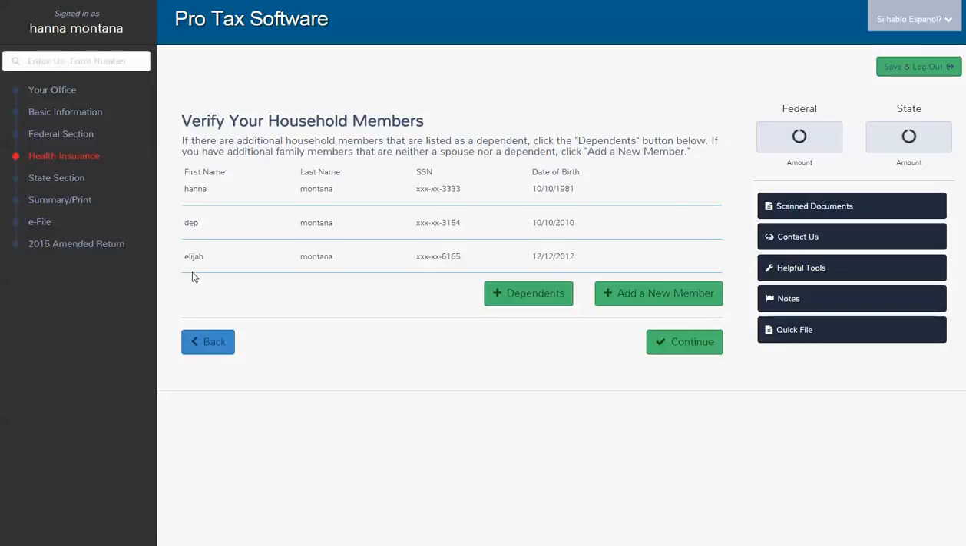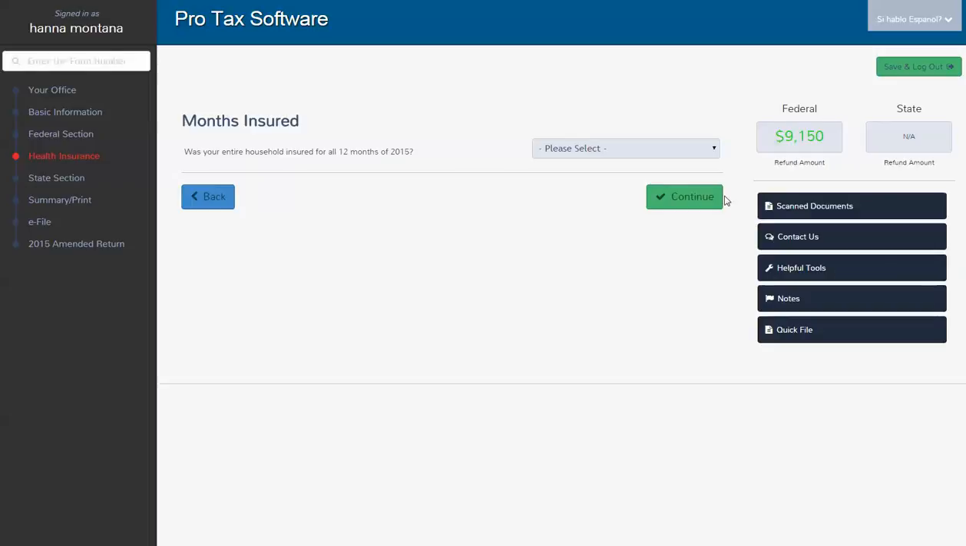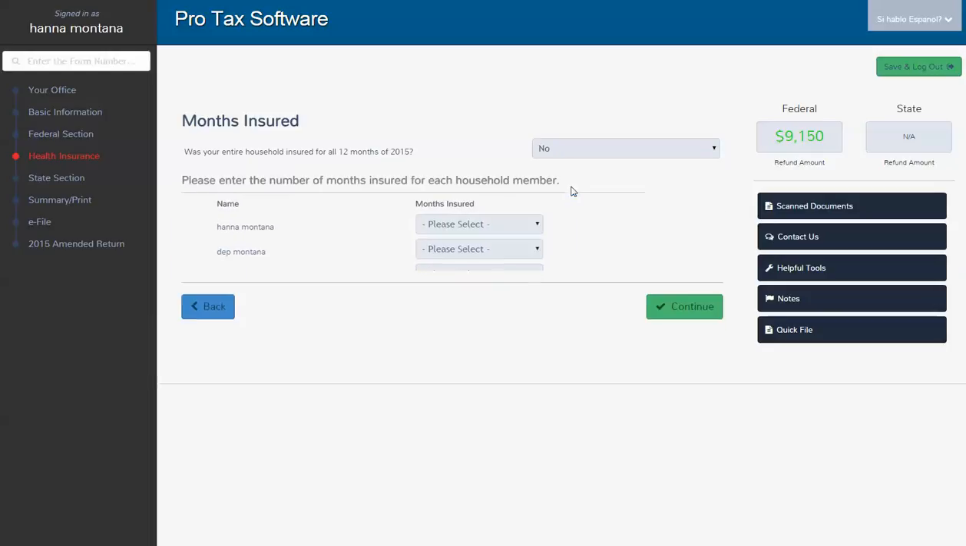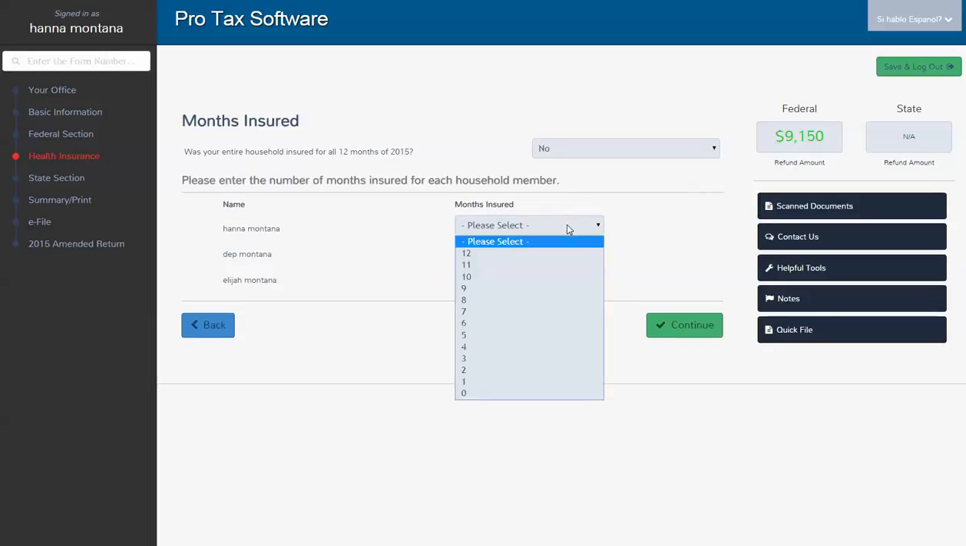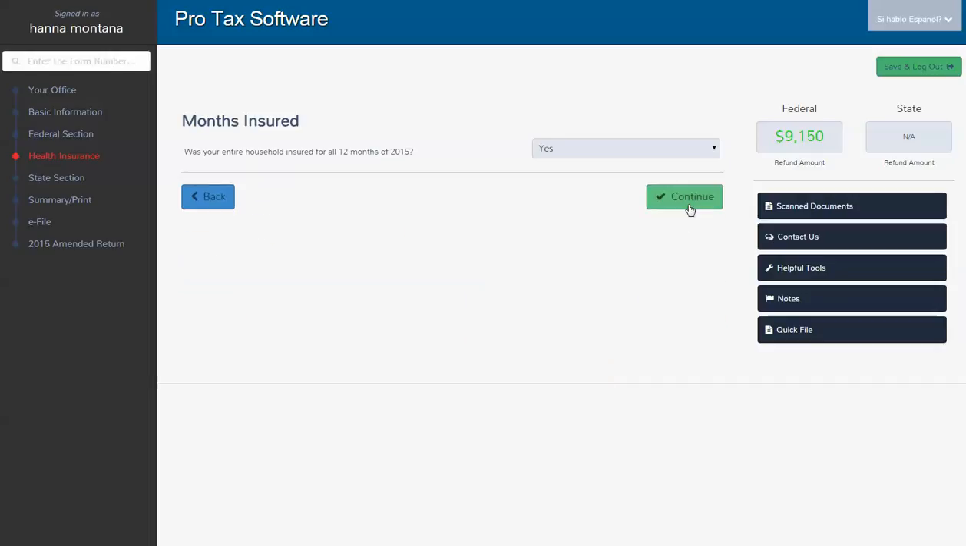So we've got a couple people in our family. We're going to click continue. These are all the members of the family. Was the entire household insured for all 12 months? We're going to make it very simple and say yes. If you say no, it becomes a little bit more of a problem. How many months was Hannah covered? I don't know, 11. And then you would receive a prorated penalty for all this. So we're going to go back and we're just going to say yes to keep our scenario simple.